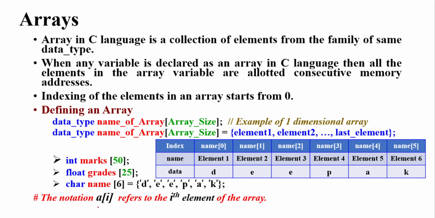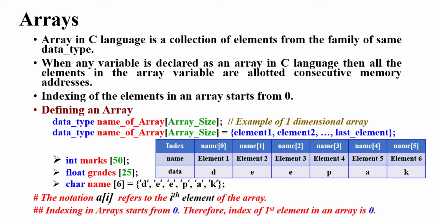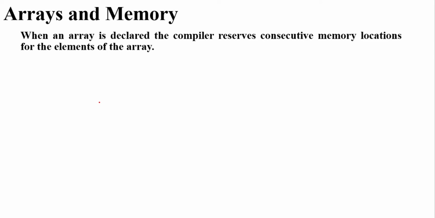So in short, we can say the notation of any array is A[i], where i specifies the index of the element. And remember, the indexing starts from 0. Therefore, the first element of any array is indexed at 0. So let us talk about how the memory is allotted to these elements of the array.